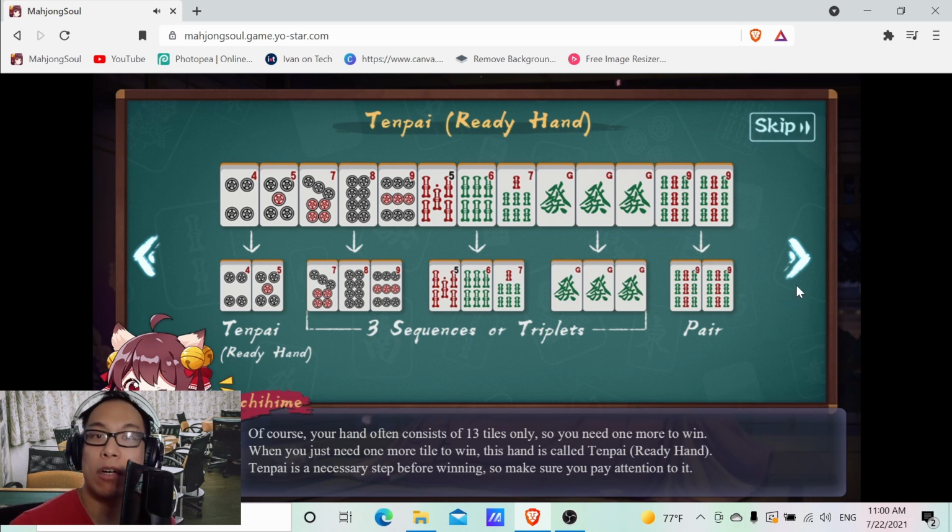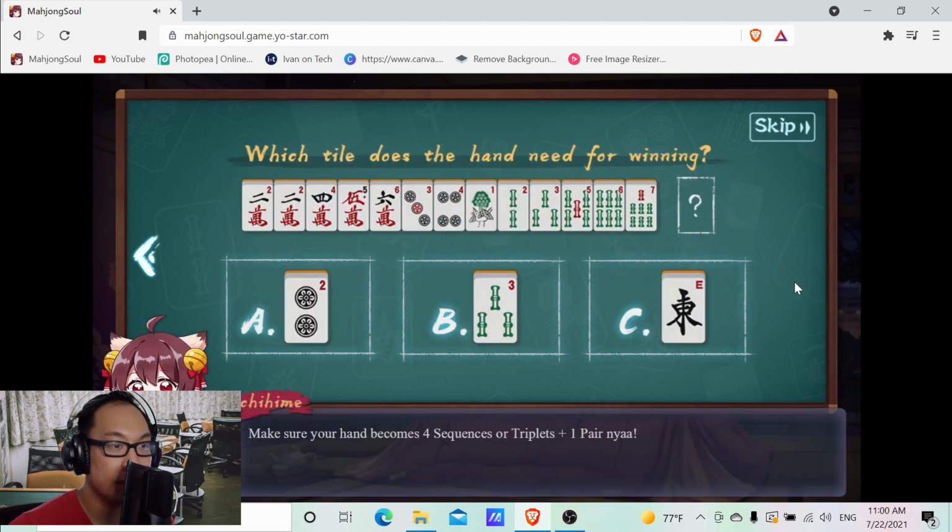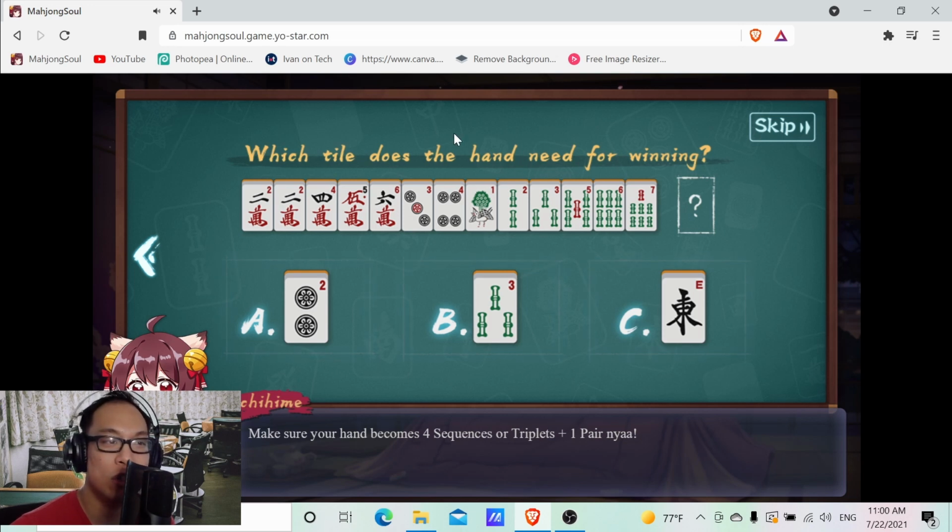Just want to make sure I don't gloss over any information that could be useful to you guys. Okay, so this is pretty good. It basically goes through a little tutorial, like a bit of a quiz. Just a question to ask you: which tile do you need to win?